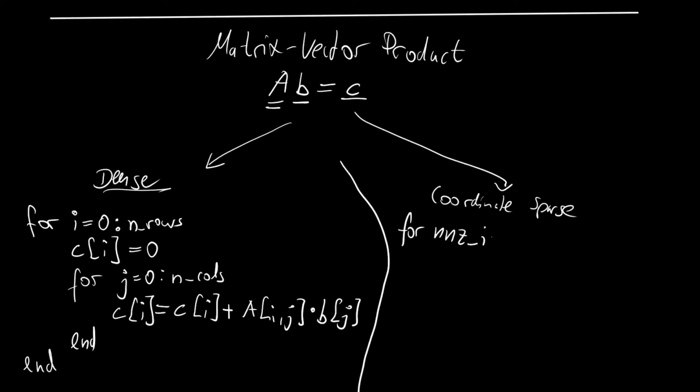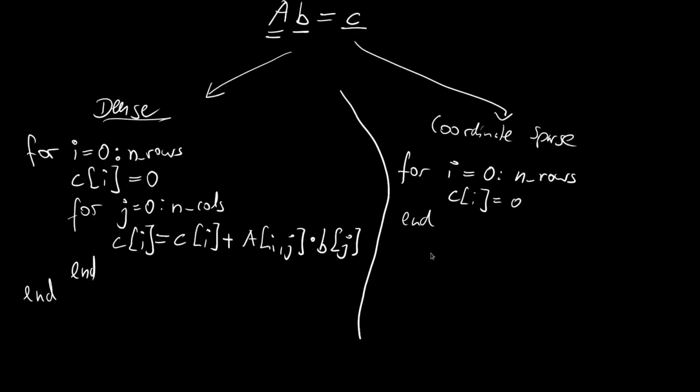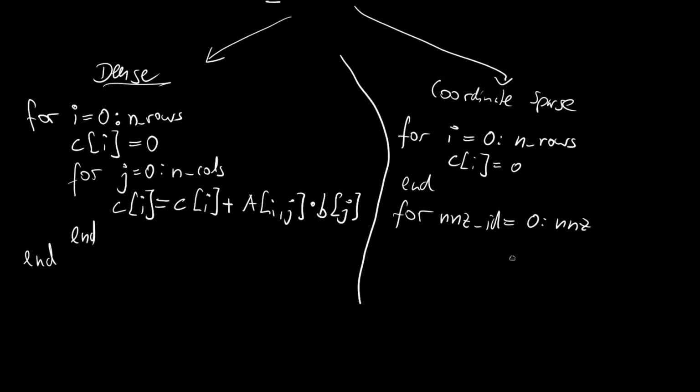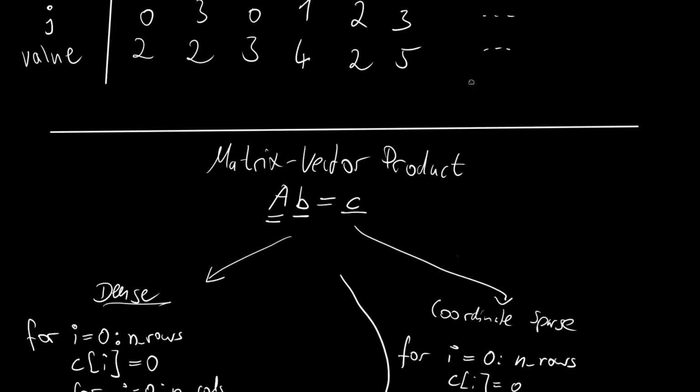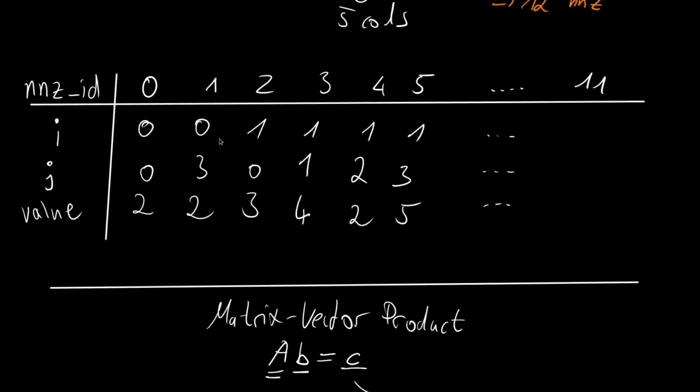Let's assign ourselves a variable, let's call it nnsetId, which goes from 0 to the number of non-zeros. Maybe before we do this, let's put the following code here. I goes from 0 to n rows, and this code just sets our vector to 0. And now we are doing our nnsetId from 0 to the number of non-zeros, and then we can access our arrays quite easily. Maybe let's give them some names.